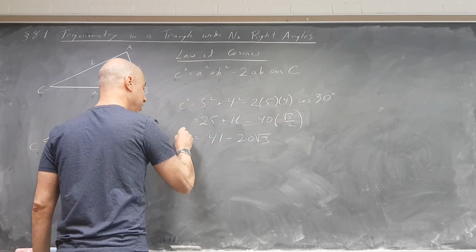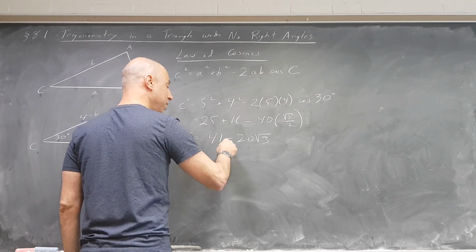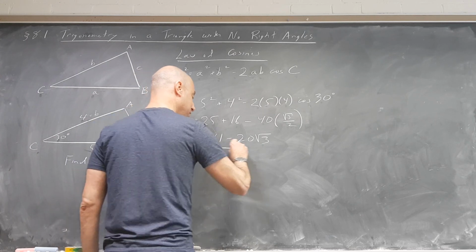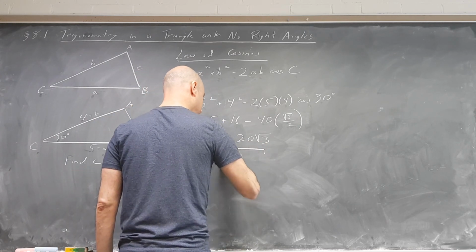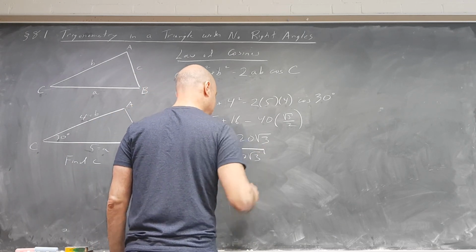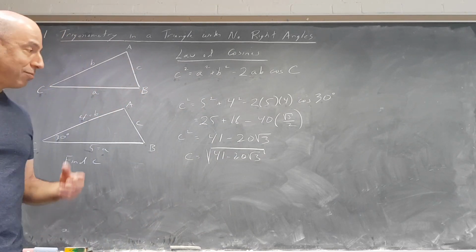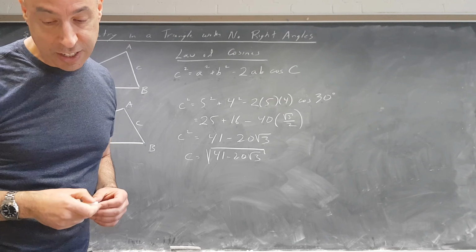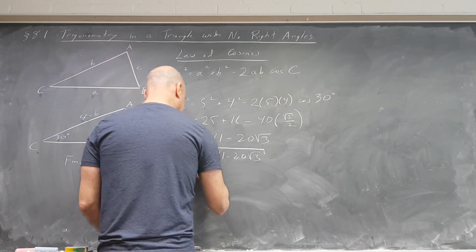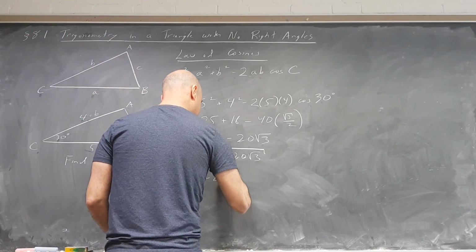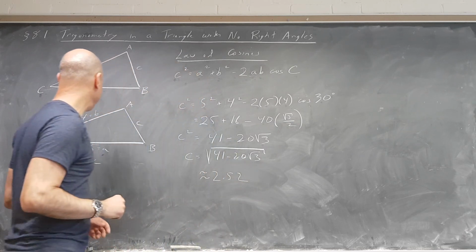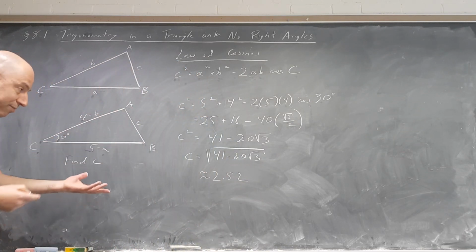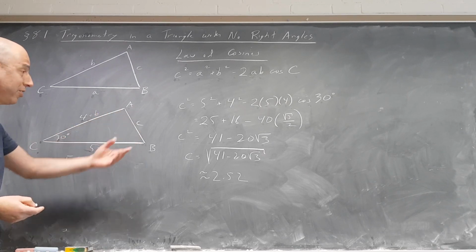So c squared is equal to 41 minus 20 root 3, so c is equal to the square root of 41 minus 20 root 3. Now, that's about as far as we can get without a calculator. If you plug that into your calculator, you're going to get a side length of about 2.52, which I think seems reasonable. If this side has length 5 and this side has length 4, somewhere around 2.5 looks about right for that side.